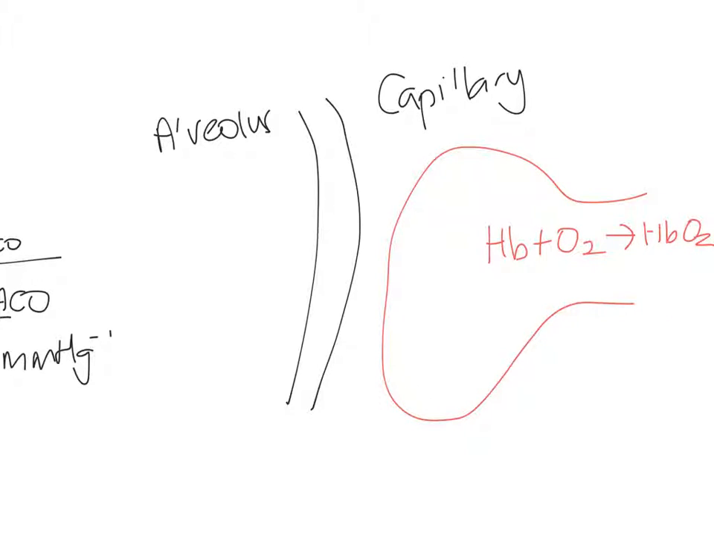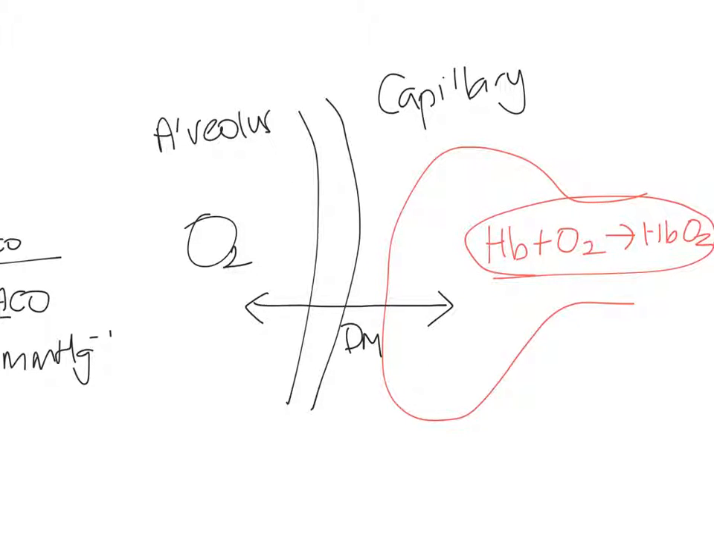Now, if we were to consider the oxygen moving from the alveolus into the capillaries, now we have two steps. The initial step is its diffusion through the alveolar wall, which we will call DM. Secondarily, we have the time that it takes for this reaction to occur. The rate of this reaction occurring is the same as that of the diffusion capacity.